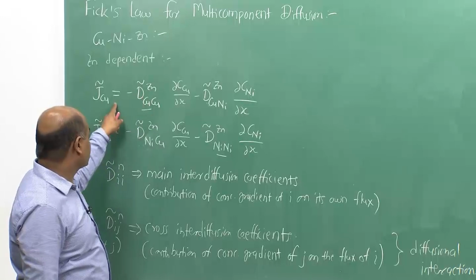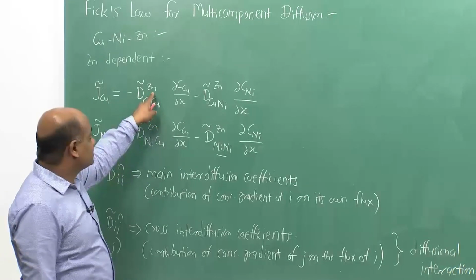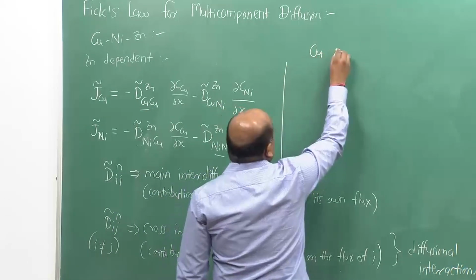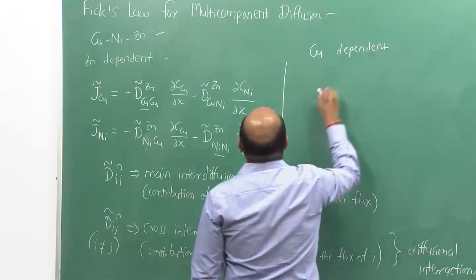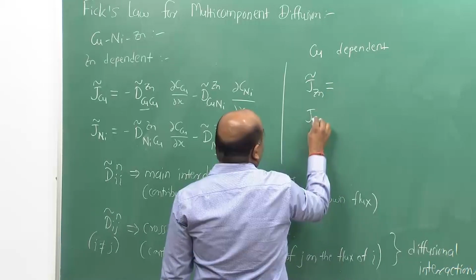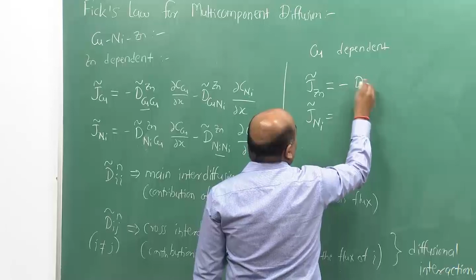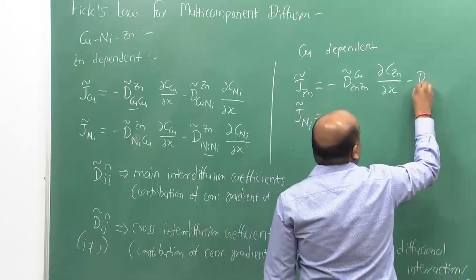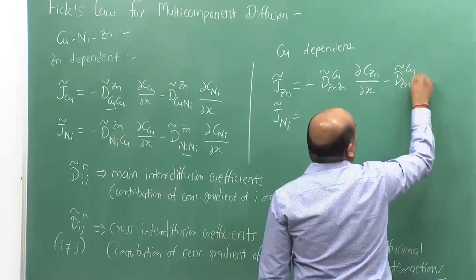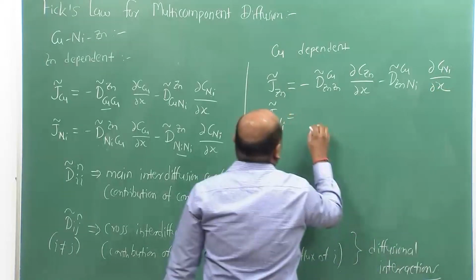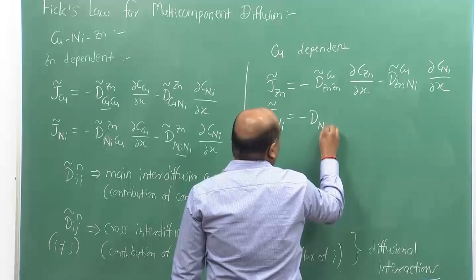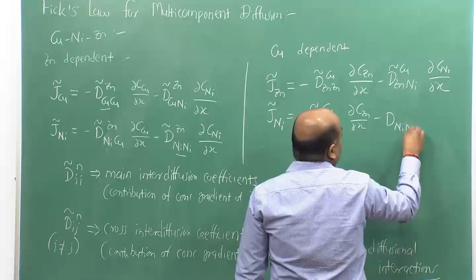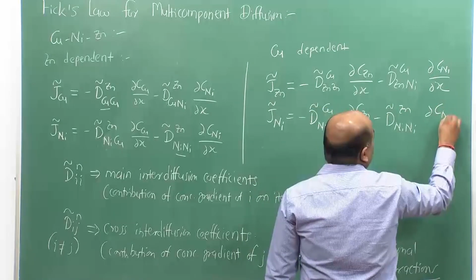So now here we have expressed the fluxes of copper and nickel with zinc as the dependent component. Now I can very well write these equations with copper as the dependent component. Then the two independent fluxes will be zinc and nickel. I can write the zinc flux as D zinc zinc tilde with copper ∂C zinc/∂x minus D zinc nickel tilde with copper ∂C nickel/∂x, and the nickel flux will be D nickel zinc tilde with copper as dependent, minus D nickel nickel tilde with copper ∂C nickel/∂x.